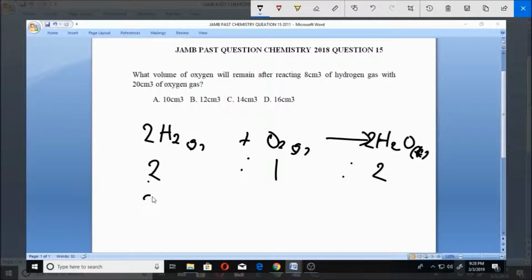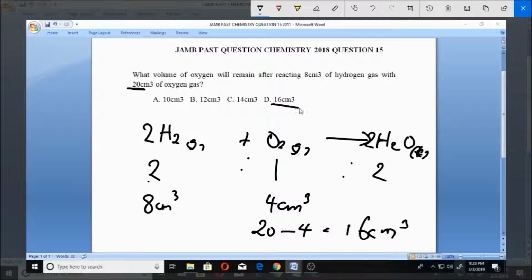Therefore, if you have 8 cm³ of hydrogen, you're supposed to have 4 of oxygen, because oxygen is always half of hydrogen. So when it was 2, this is 1. So when it's 8, this should be 4. But this time around, they are saying if you react this 8 with oxygen, which is supposed to take off 4, but we're having oxygen 20. So how many will be remaining? It's going to be 20 minus this 4 that is already taken up to give us 16 cm³.